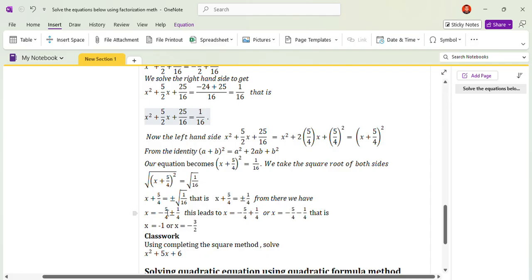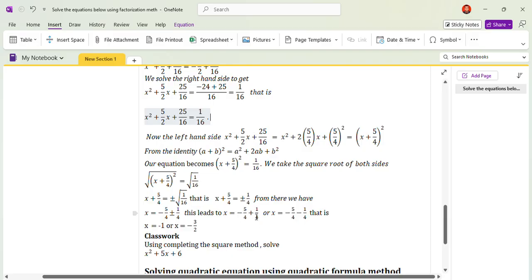From there, we collect like terms. We move the 5 over 4 to this side. This will now become x equals minus 5 over 4 plus or minus 1 over 4, since the 5 over 4 moving to the right hand side becomes minus. So we are going to separate them here: x equals minus 5 over 4 plus 1 over 4, or x equals minus 5 over 4 minus 1 over 4.